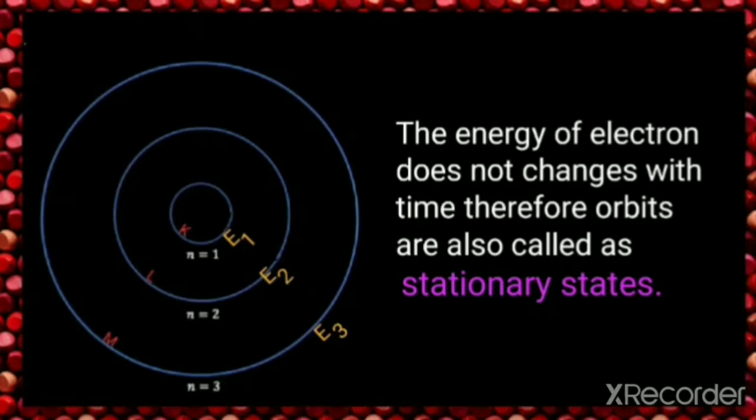The energy of the electron does not change with time. Therefore, the orbits are also called stationary states. That means, as we know, electrons are revolving around the nucleus in a definite path called orbits. When they are revolving around the nucleus, the electron does not lose its energy. That means energy does not change with time. Because of this reason only, we can say that orbits are also called energy levels.